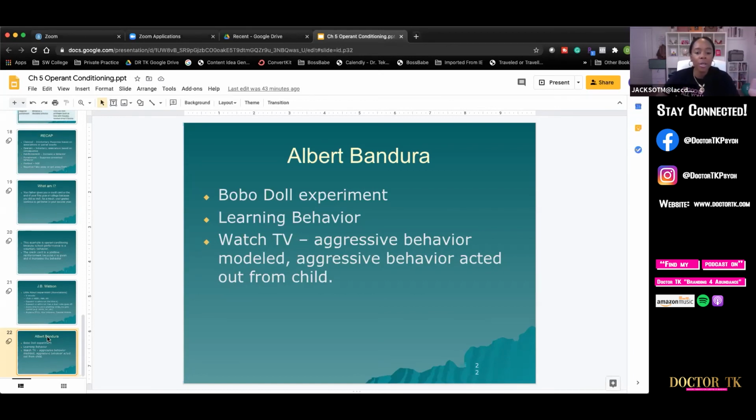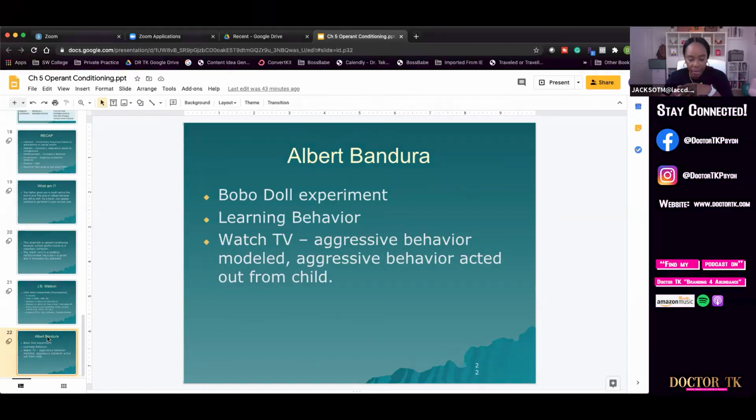Okay. So same thing with observable behavior. They first put these kids in the room. They let them see the video of another kid hitting another Bobo doll. Then they put these kids in another room. And what they saw through a 2-way mirror was that these kids were doing the same thing that they saw on TV. So he focused on learned behavior. Aggressive behavior modeled, aggressive behavior acted out from a child. Okay. So this summarizes your chapter 6 in the physical textbook. It's chapter 5. Okay.